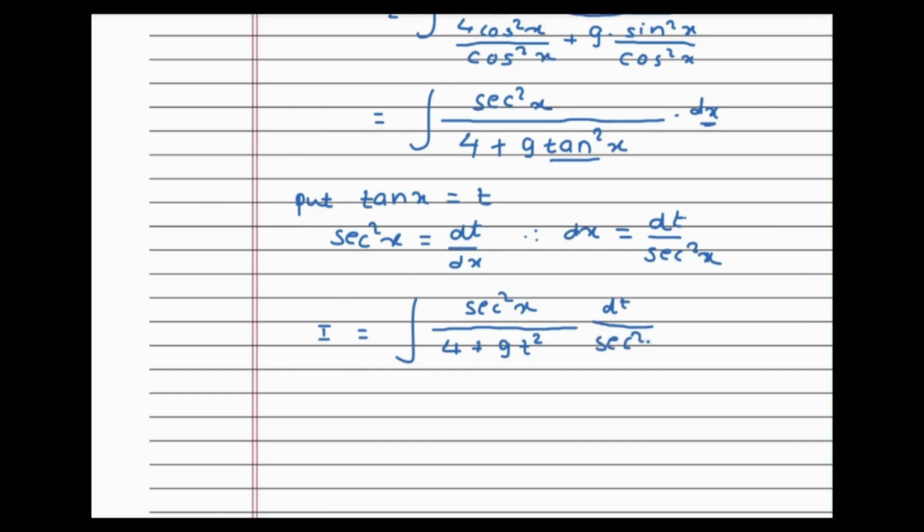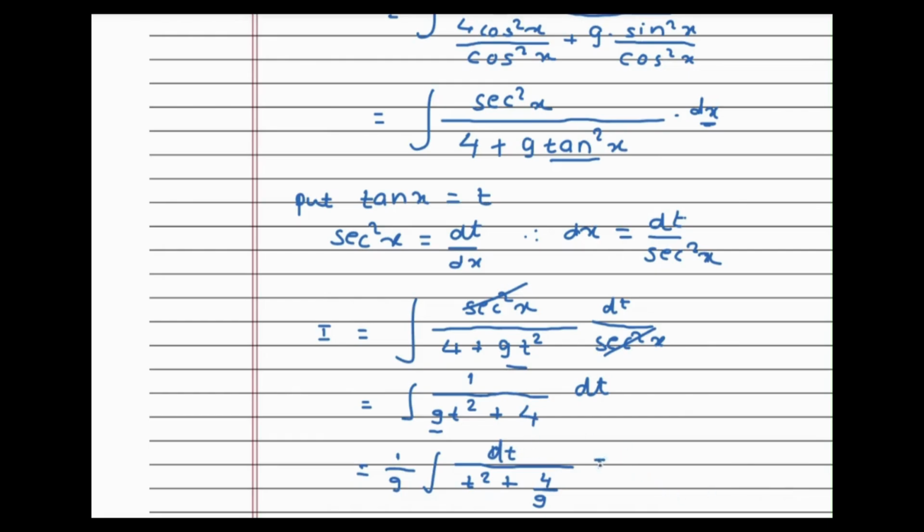So this sec square x gets cancelled and the integral becomes simple, 1 upon 9t square plus 4. This is a simple integral of algebraic type. We can solve it by the standard formula. In the standard formula, we need the square term clear. Means this 9, we will take it out as a common term. So it will become 1 upon t square plus 4 upon 9 into dt. Or we can write dt here also.